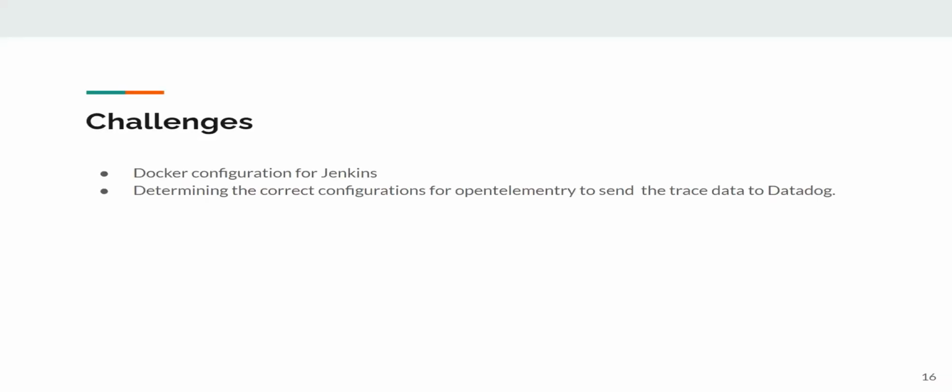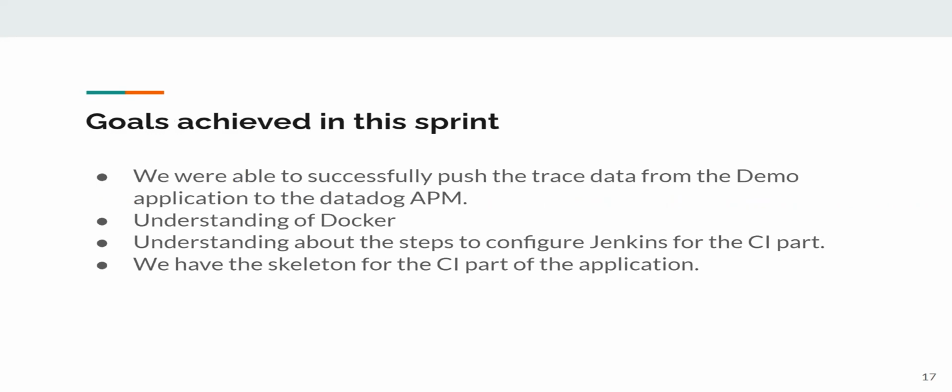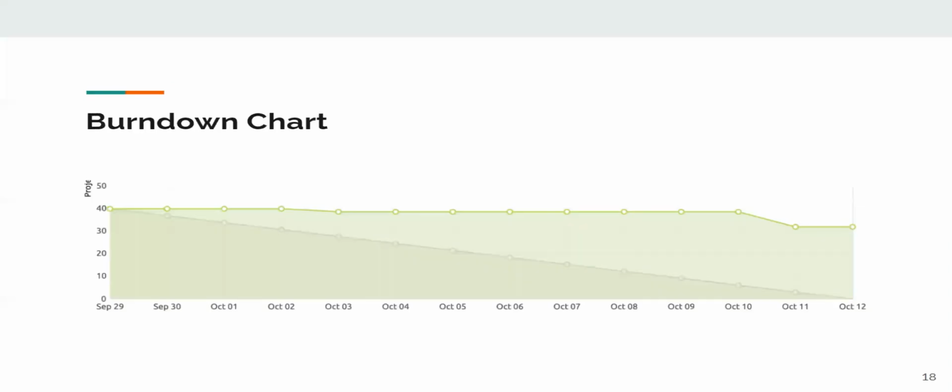So the challenges that we are currently facing are the Docker configuration for Jenkins and determining the correct configuration for OpenTelemetry to send the trace data to Datadog. The goals that we achieved in this sprint are, we were successfully able to push the trace data from our demo application to the Datadog API. We got a better understanding of Docker and Docker images. We also got a better understanding of the steps to configure Jenkins for the CI part. And we also have a skeleton ready for the CI part of the application.